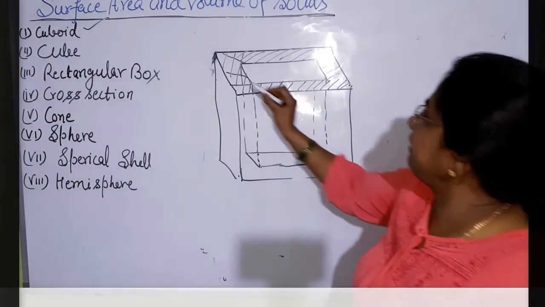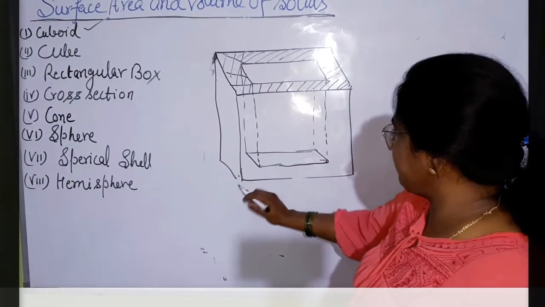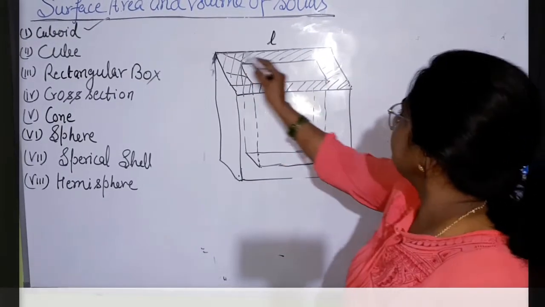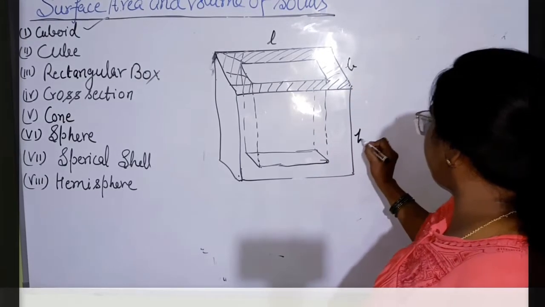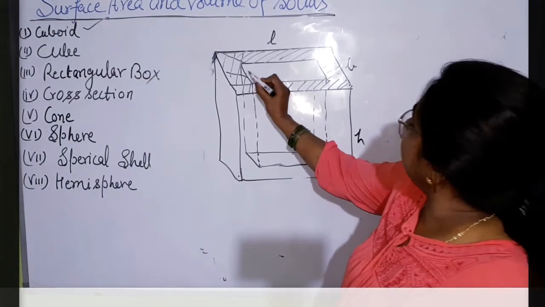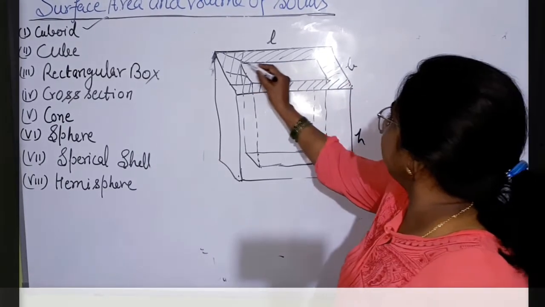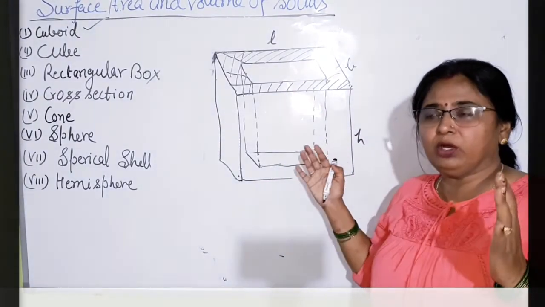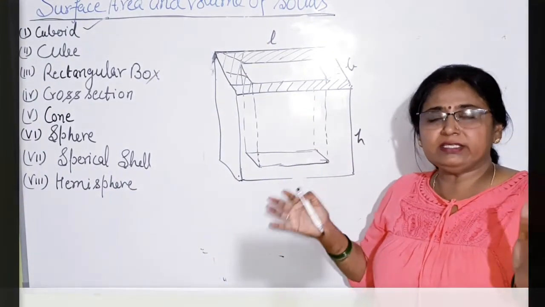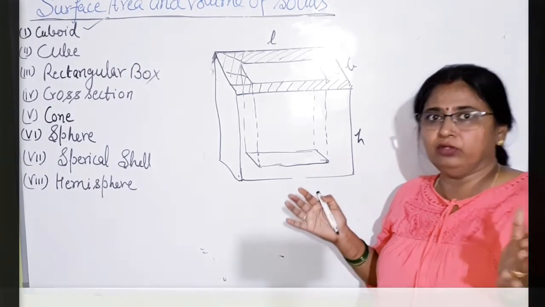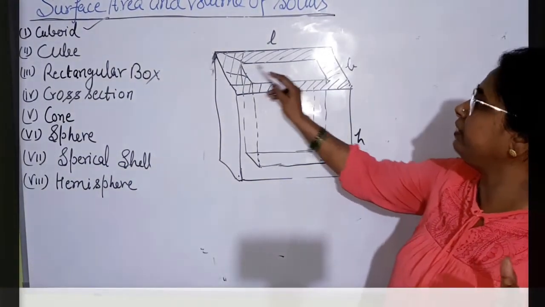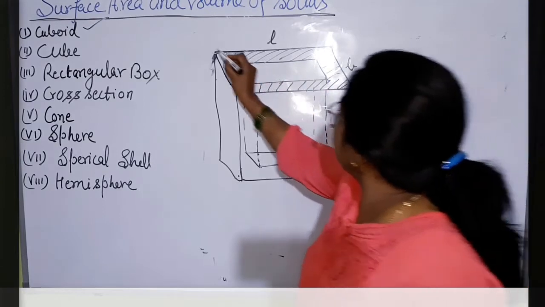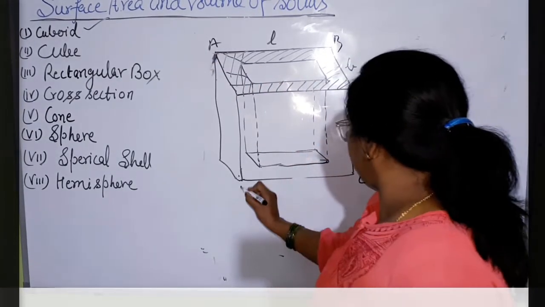Then suppose this box is of cuboidal shape, then total length is L, breadth is B and height is H. Then for internal length, that means suppose we have to find the capacity of this box, then the capacity of this box is external volume minus internal volume. Then to find out the internal volume, we need to calculate the length of the internal portion, and this length is L. Then A B C D E.